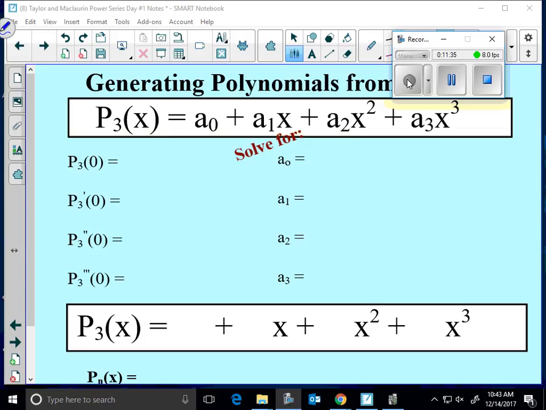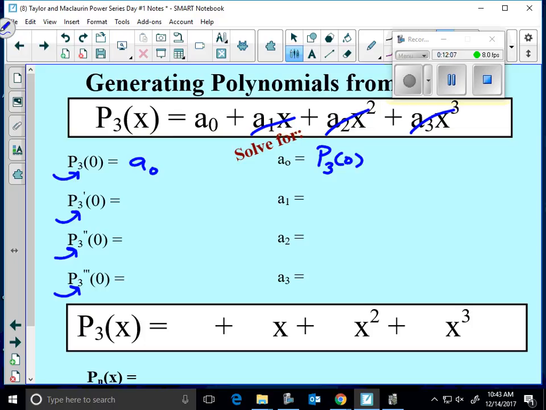Okay, so P3 of 0, right? This is a third degree polynomial. That's what this 3 means, here and here and here and here. That just means I'm going to come up with a third degree polynomial representation of some function I don't know. Sweet, that's a lot of unknowns. So if I plug a 0 into this function, what goes away? This and this and this. It's gone, right? So a0 equals P3 of 0.